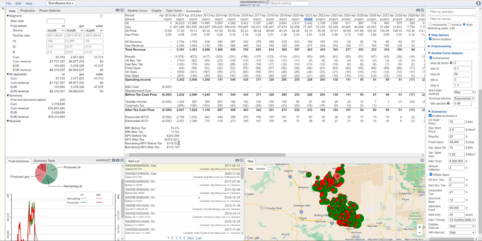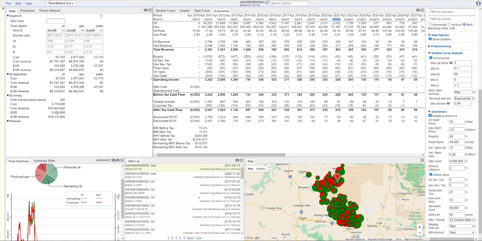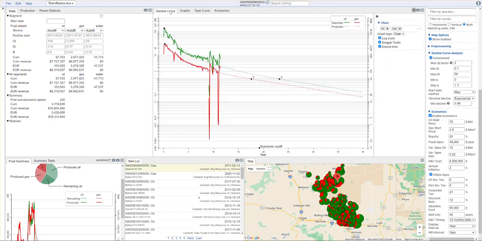And this is an interesting one to look at, because if you were to, let's say, want to go out and buy this well, this is the remaining NPV, including the abandonment liability that we put in here for the abandonment cost. So that is just a quick summary of how our economics and EURs work together to give us an interesting view of how we can use the economics to drive our EUR calculations.